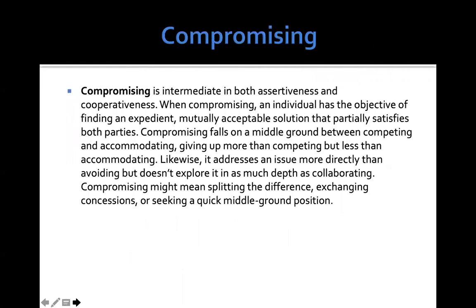Compromising is intermediate in both assertiveness and cooperativeness. When compromising, an individual has the objective of finding an expedient, mutually acceptable solution that partially satisfies both parties. I'm sure we would want members of our political parties, Republicans, Democrats, Independents, to engage more in compromising, and that is meeting in the middle and having discussions and having conversations where not everybody wins, but not everybody loses.